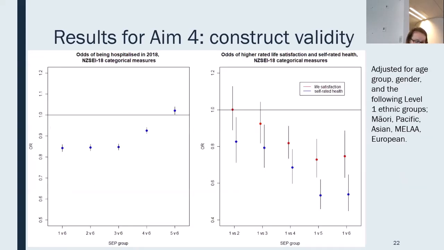And the 2018 NZSEI is also related to the odds of being hospitalised during 2018. We can see that those in the lowest socioeconomic group were more likely to be hospitalised during 2018 than most of the other socioeconomic groups. However, the 5th group actually had the highest odds of being hospitalised in this analysis. Life satisfaction and self-rated health were both related to the 2018 NZSEI. Those in higher socioeconomic groups were more likely to report higher life satisfaction and better self-rated health.